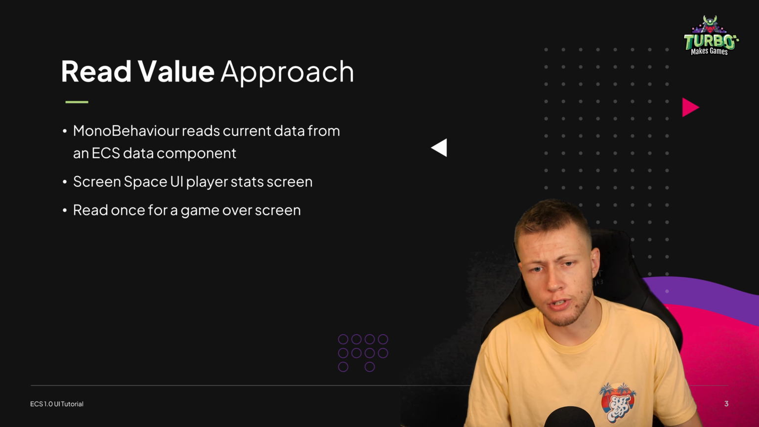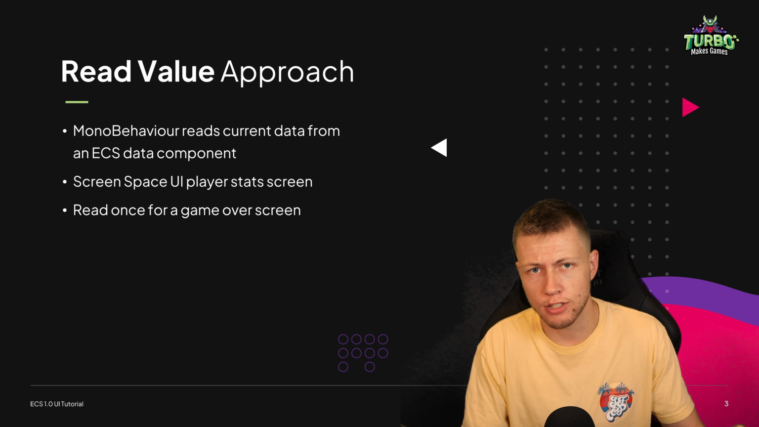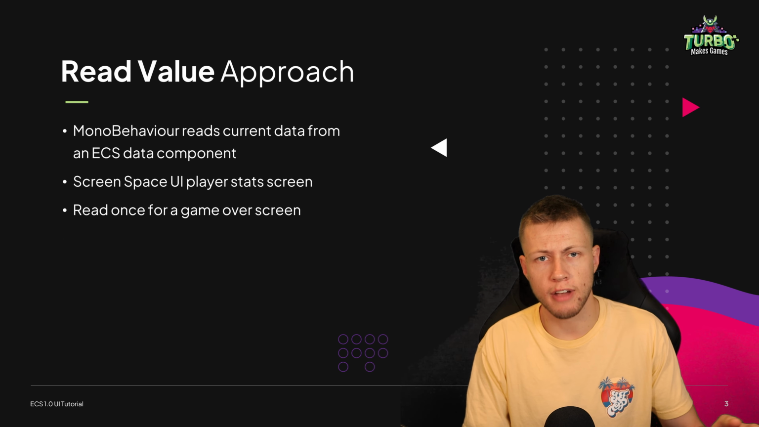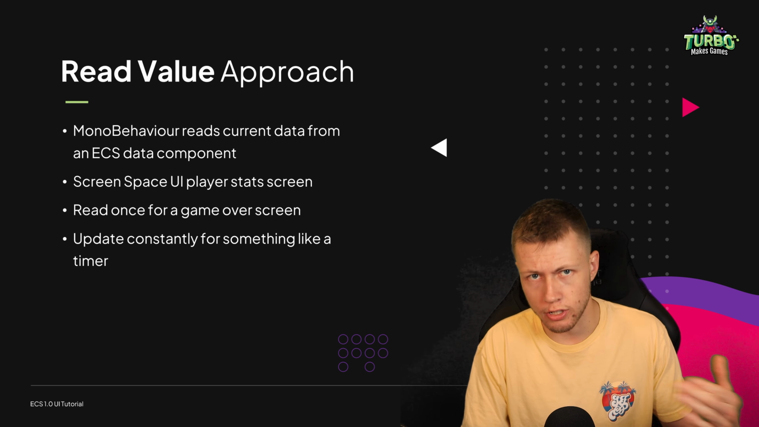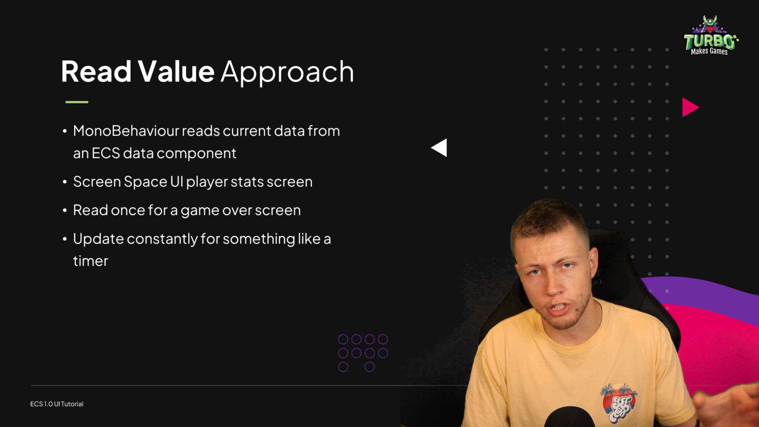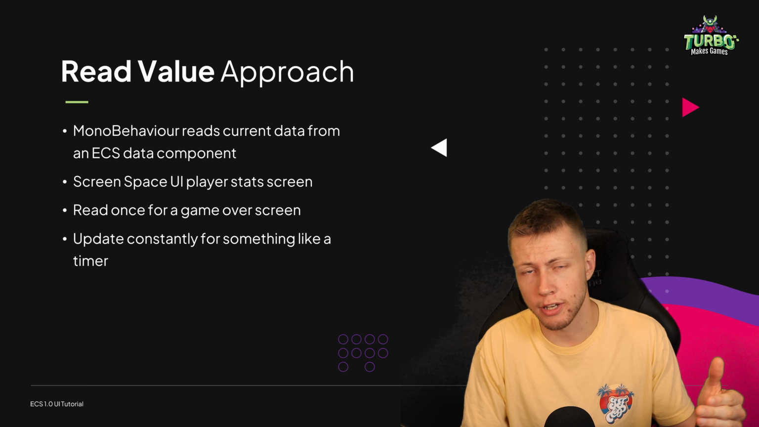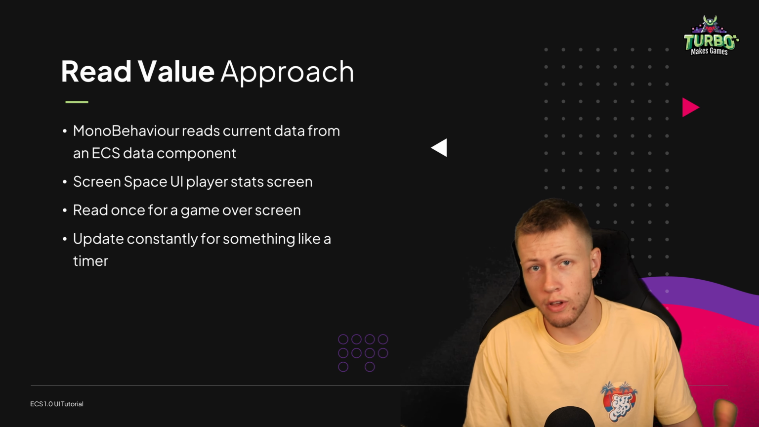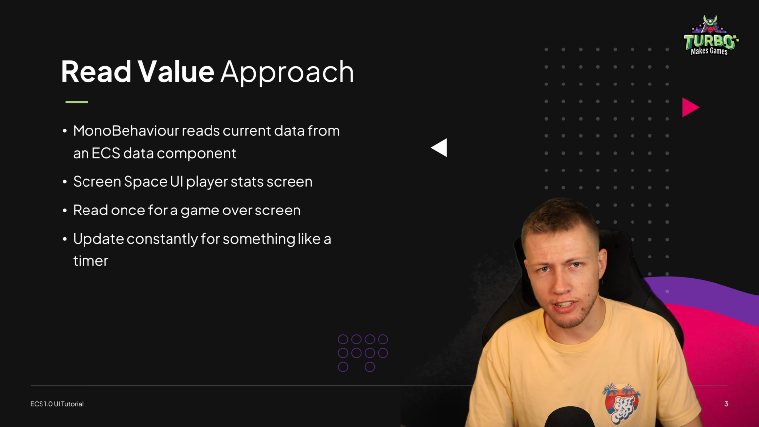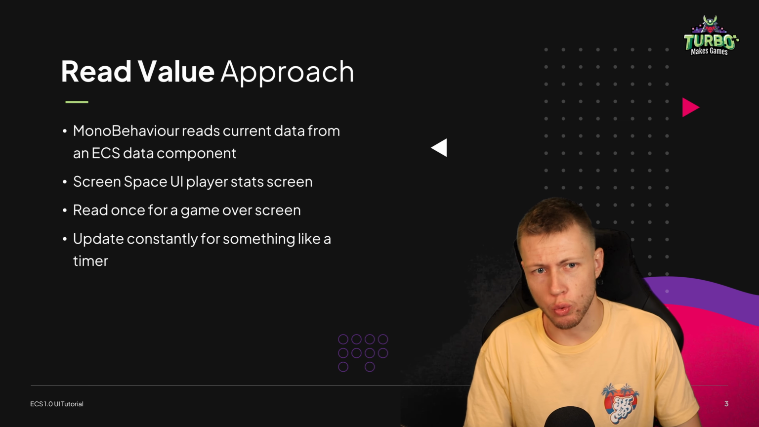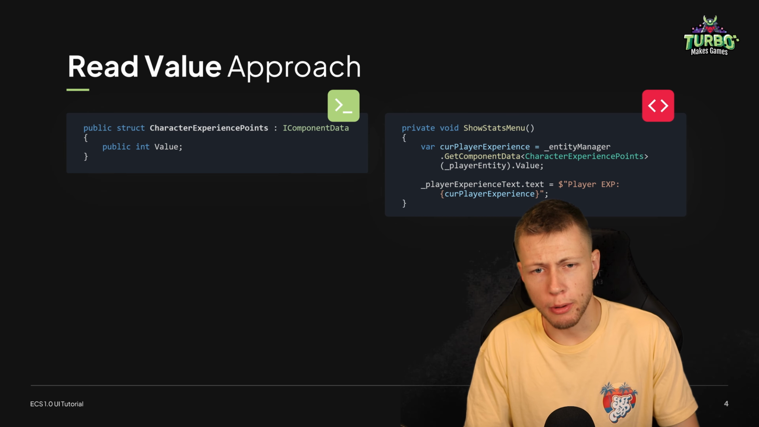But this could also be used for something like a game over screen where you just want to read one time the value of the given stats for a particular run that a player might have had. But also you could update it constantly for something like a timer where you're just constantly polling the ECS side to see what the current value of that timer is, so you can always display the correct accurate information on the screen. So rather than the ECS side pushing data over to the MonoBehaviour, again we have the MonoBehaviour taking control about when it needs to read the data from the ECS side. And so you can see that there may be some different situations where you might want to use one approach over another.